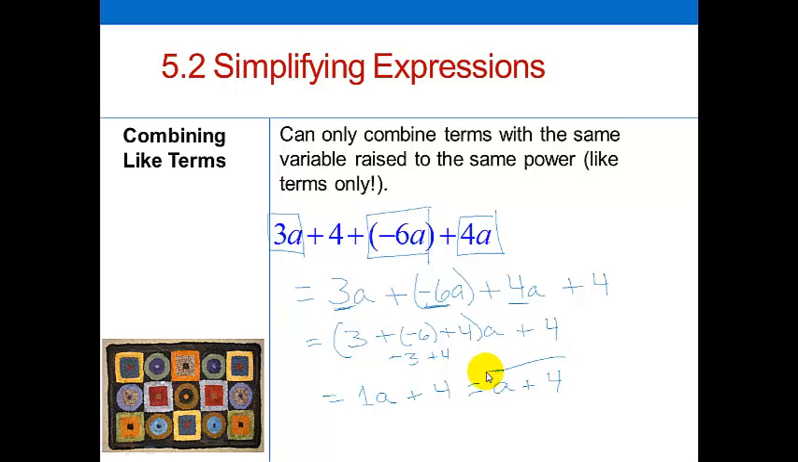I've simplified it enough. Remember, you can only combine your like terms. These two are not like terms. This one doesn't have a variable with it. And so that's it. I've simplified this expression to this.